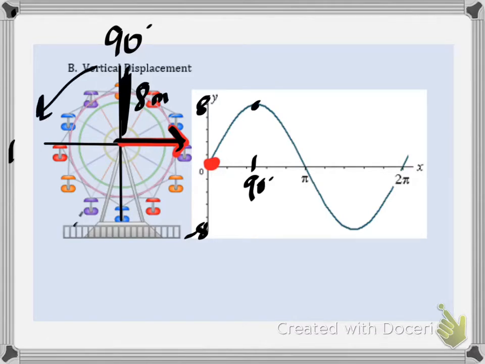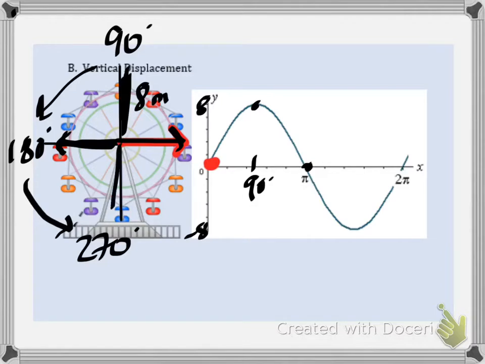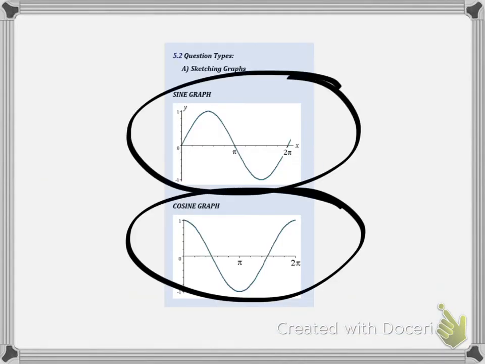Then if you go to 180 degrees, which is over here, you have gone back to 0 because you've neither moved up nor down from your starting position. And if you continue to 270 degrees, you will be back at this point. However, it's not 8 meters, it's negative 8 because it's below your standard position. So that gives you a negative value right over here. And then back to your starting point, the same place where you started off.